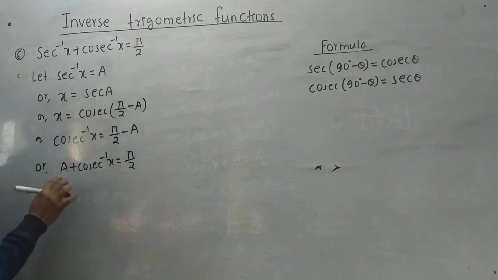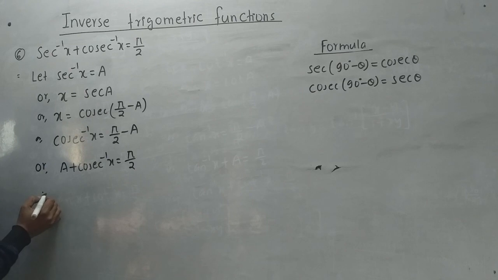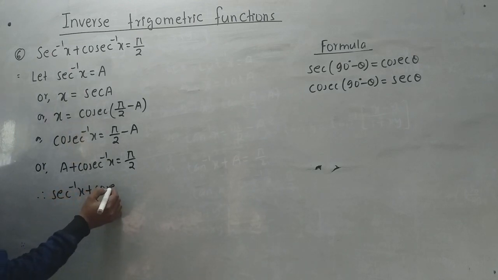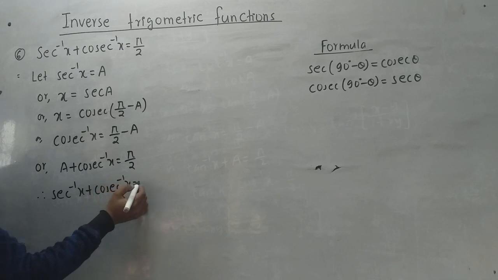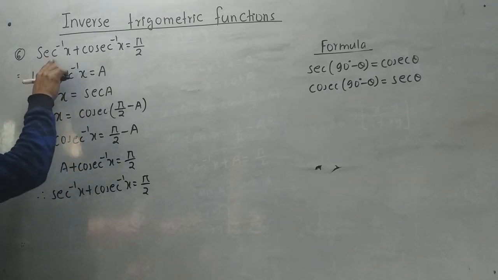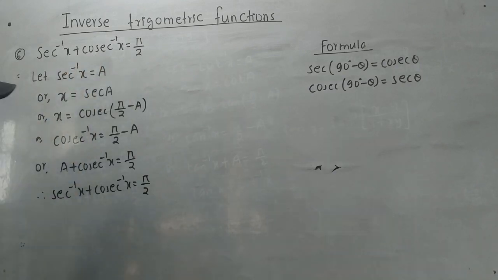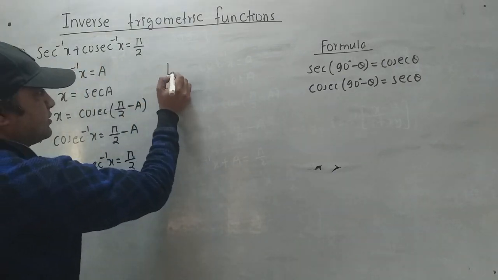Now what is the original replacement for angle A? That is sec inverse x. So you write here sec inverse x plus cosec inverse x equals pi by 2. So it is not necessary that you have to suppose sec inverse x is A. You can start from cosec inverse x equals A also. So let me proceed that also.